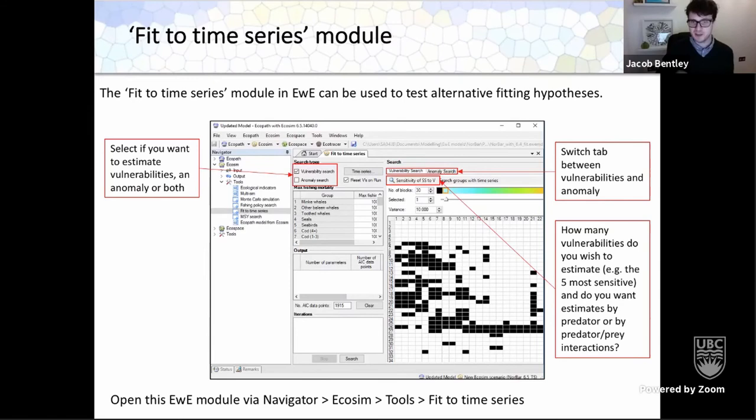If you search for predator-prey vulnerabilities, then it will search for the most sensitive relationships within that column for that predator. Sensitive being, if we change the vulnerability of this relationship, it will have a big impact on the fit of the model. It will improve the model substantially, and it will just pick out the most sensitive ones and change them.